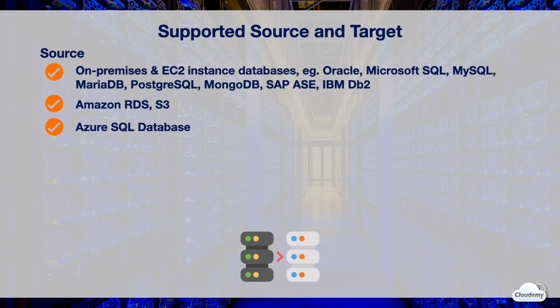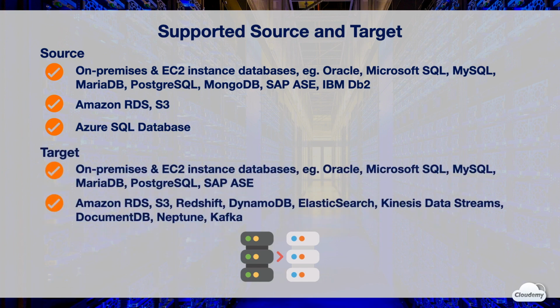DMS supports the following data stores as a source for data migration. These source data stores can be databases running on your on-premises servers or EC2 instances, including Oracle, Microsoft SQL Server, MySQL, PostgreSQL, MariaDB, MongoDB, SAP ASE and IBM DB2, and Amazon RDS databases including Aurora DB clusters, and data stores using Amazon S3. DMS also supports data migrations from Azure SQL Database.